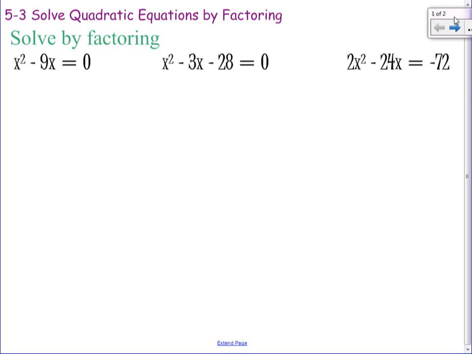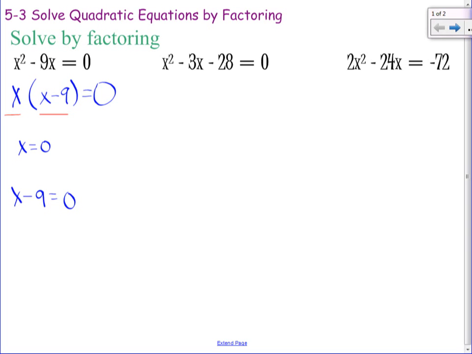Can we take anything out? Can we take anything out of those? Yes, on the first one. We can take an x out of both of them, which leaves us with x minus 9. Okay, so this is the factored form of this problem. Once we get it to the factored form, we're going to take each of the factors and set them equal to 0. So we have x equals 0, and we have x minus 9 equals 0.